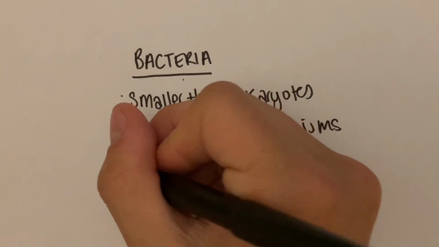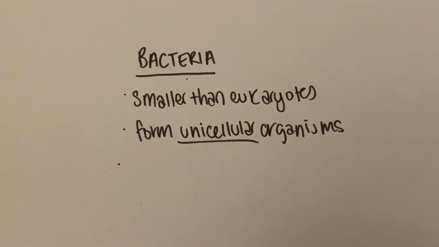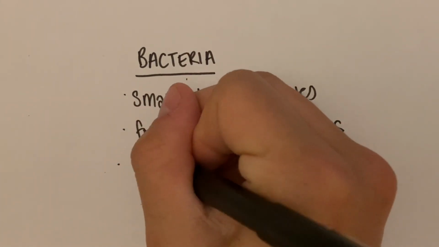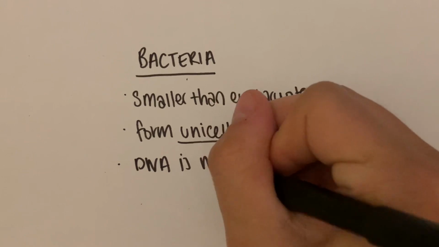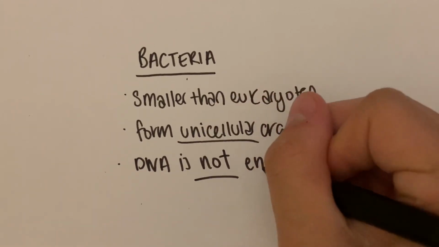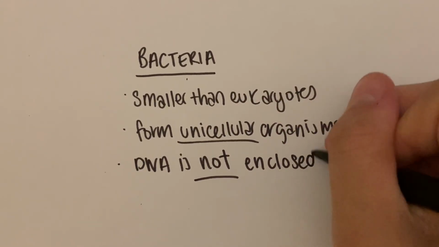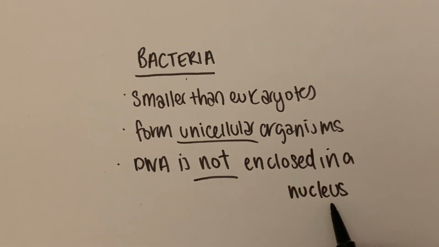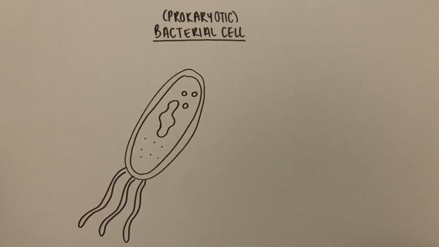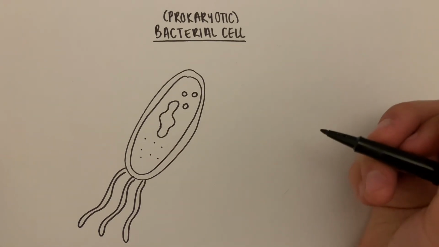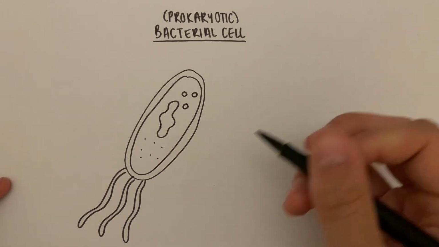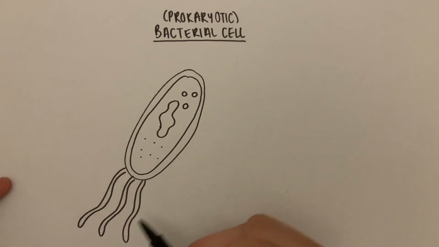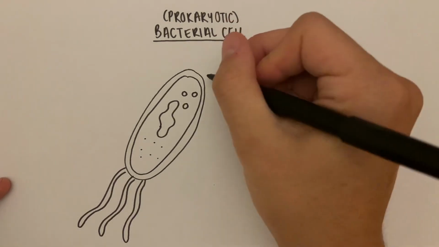Another good thing to know is that with bacterial cells, prokaryotes, the DNA is not enclosed in a nucleus. We've got free moving DNA. So here is a basic structure of a prokaryotic cell, a bacterial cell, and they look a bit different to eukaryotic cells. This is probably something that you haven't seen before, so we're just going to label it first.